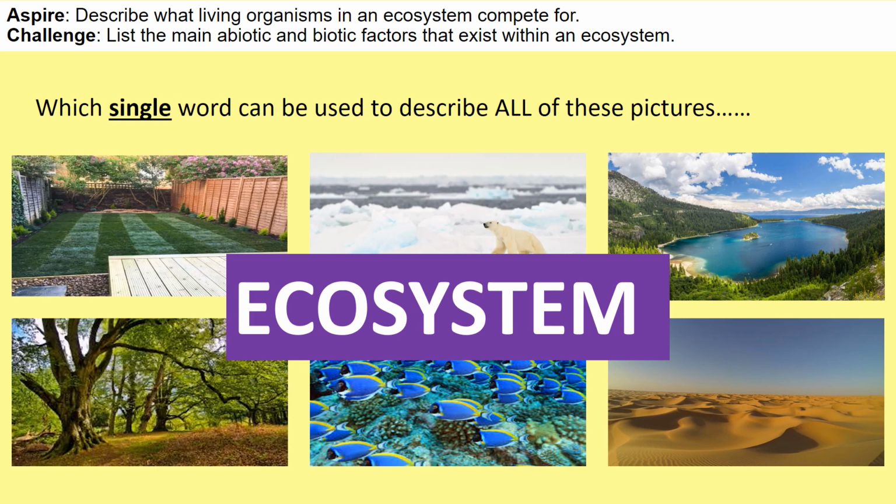The fourth picture, an area of woodland ecosystem. The fifth picture is an ecosystem at the bottom of the ocean. And the final picture is the ecosystem in the Sahara Desert. So the word ecosystem is absolutely key to understand this lesson today.